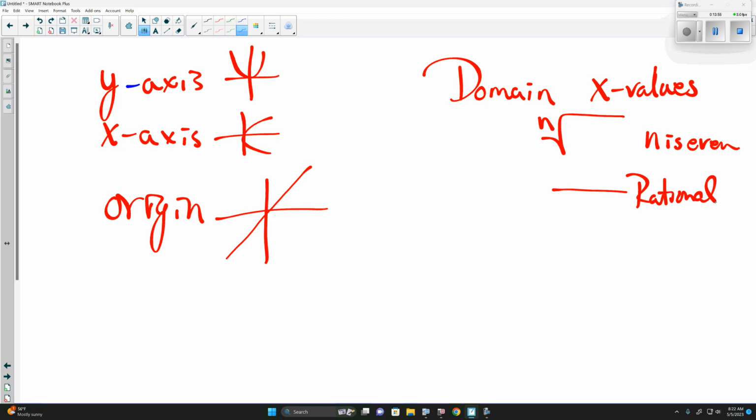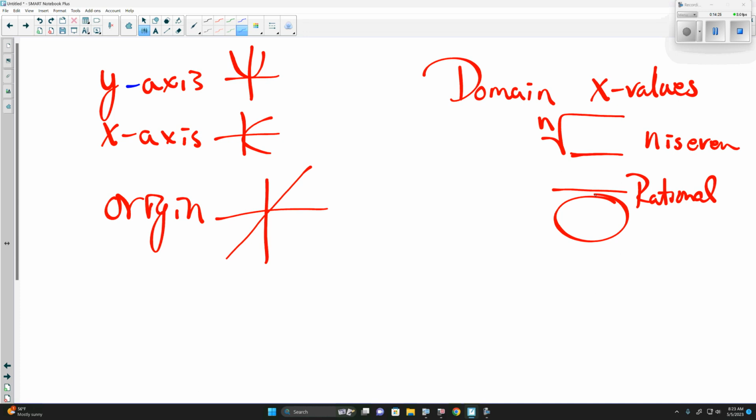We could take the square root of x squared plus 1 and we would still have values that work. But if there's a case with even roots where we can have a negative inside the radical, we won't have the entire real number system. It's whatever is going to make that be negative. Rational: we have to remove anything that would make the denominator be 0. So those are the only two functions where the domain's not all real numbers.